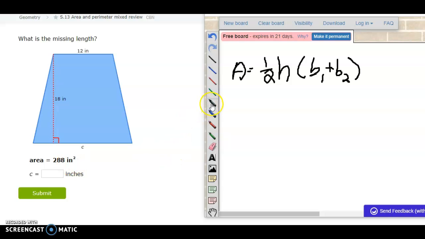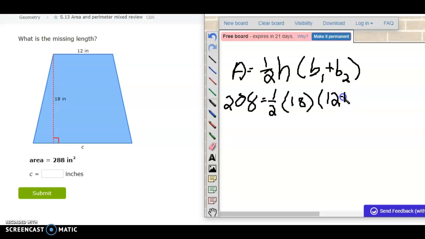So now I'm going to plug in the information. It tells me my area is 288. So for my area, I can write 288 equals half of my height. Tells me my height is 18 times my bases added together. One base is 12 plus my other base, which was C.